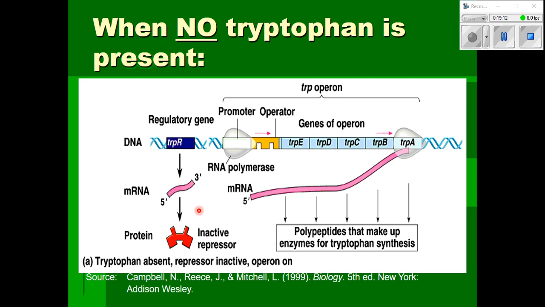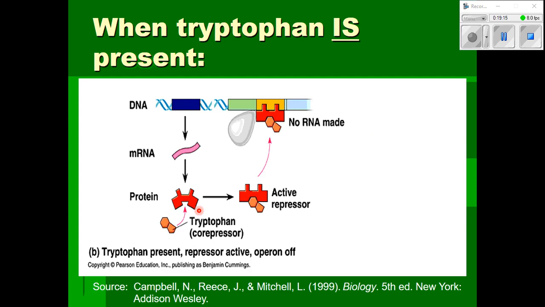But notice how that changes when tryptophan is present. So here's tryptophan. Let's say the cell has built up a plentiful supply of tryptophan. Or maybe the host, you, have eaten a diet that is rich in tryptophan. So there's plenty of tryptophan in your colon. The E. coli has all the tryptophan it needs right now. Some of that excess tryptophan will bind to the allosteric site. That's this little opening on the repressor protein. When tryptophan binds to the repressor, look what happens. It changes shape. It goes from being inactive to being active. And the active repressor is able to bind to the operator.